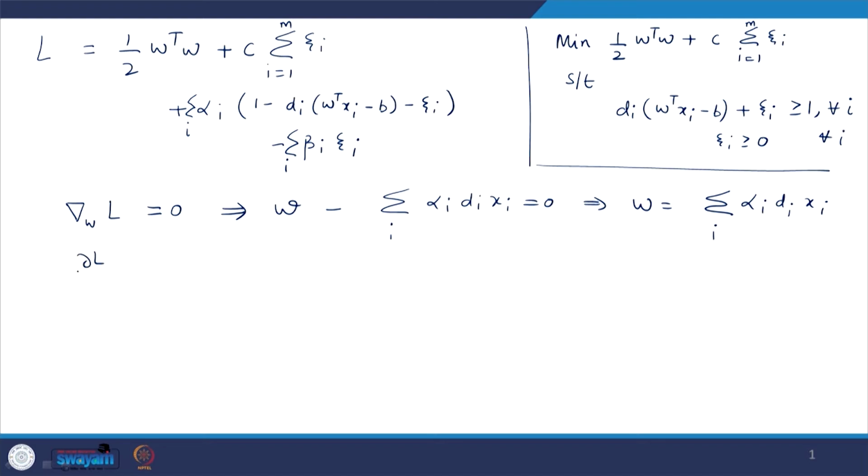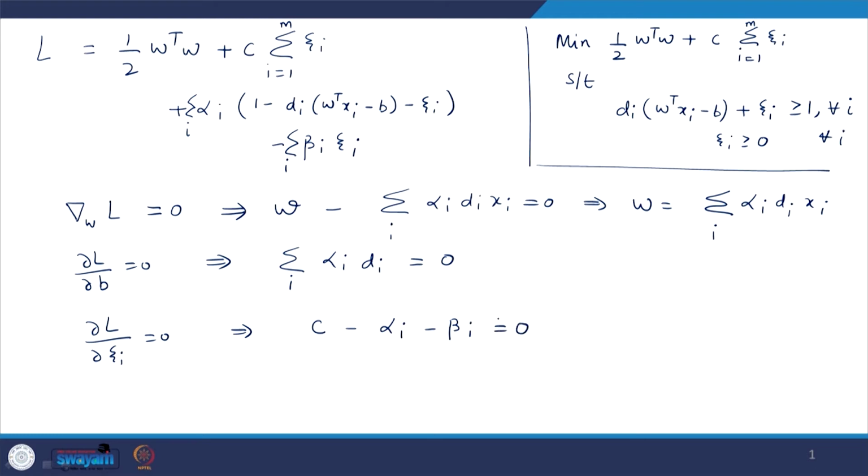The second is del L by del B equal to 0. When you differentiate with respect to B, that will be summation over I of alpha I di equal to 0. So, that is the second condition. Now, we differentiate with respect to xi I, del L upon del xi I equal to 0. That implies C minus alpha I minus beta I equal to 0. These are the conditions for all I, of course, and of course, alpha I times 1 minus di W transpose xi minus b minus xi I is equal to 0.